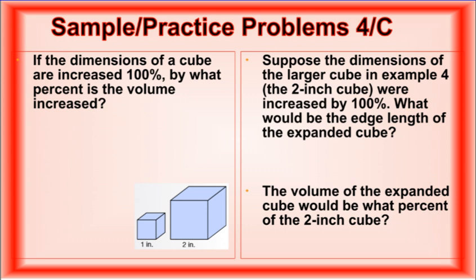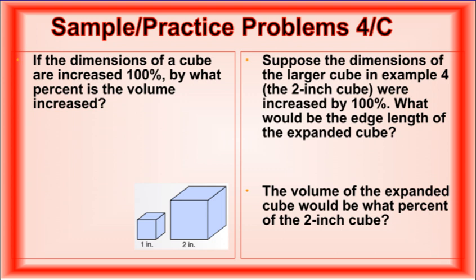Then its dimensions of a cube are increased 100%. By what percent is the volume increased? So with units, we just did 1 unit, so we didn't square anything, we just found the scale factor. With area, we squared the scale factor because you're using square units. Volume, you use cubic units, so you're going to have to cube the scale factor.